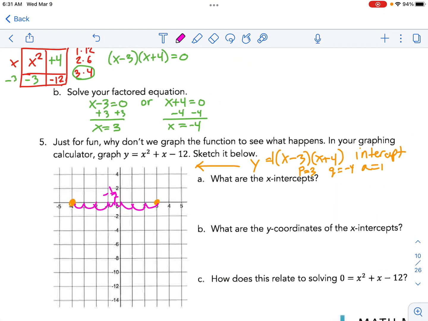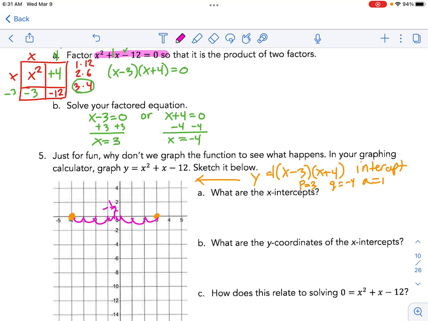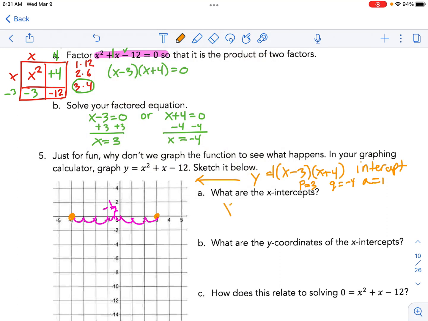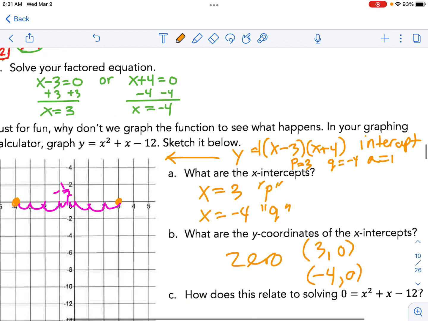So, using that, what we notice is that the intercepts, get back to orange, the intercepts are x equals 3, that's my P, right? And x equals negative 4, and that's my Q. And the y coordinates are both 0, right? We have 3 comma 0 and negative 4 comma 0.